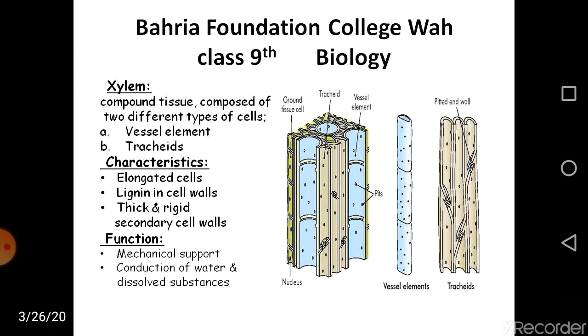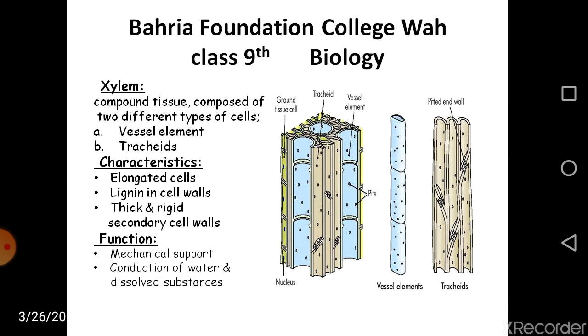Okay, the characters, or special features, of xylem: xylem consists of elongated cells. Their cell walls are very thick and rigid, and they have lignin in the cell walls. In the primary cell walls, only cellulose is present, but the secondary cell wall has lignin. So xylem contains secondary cell walls, and these cell walls are very thick because of the presence of lignin.